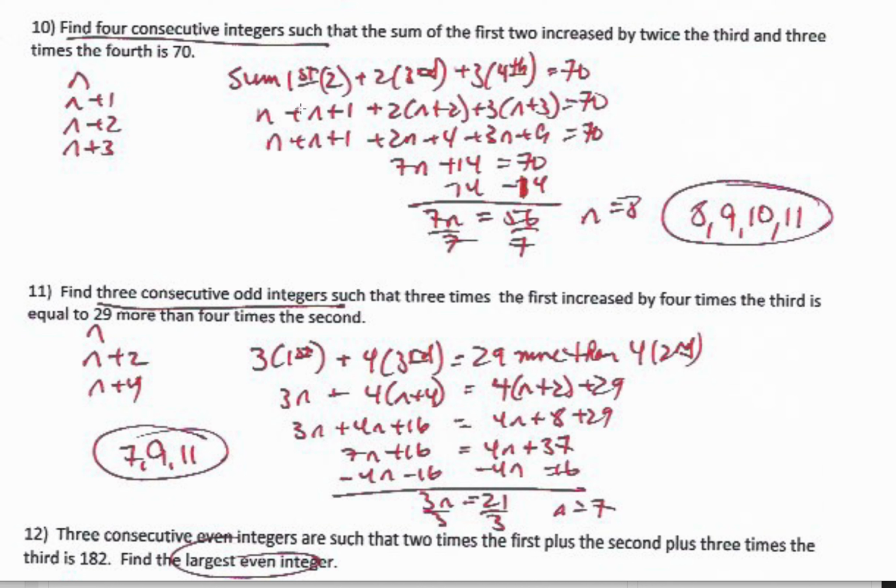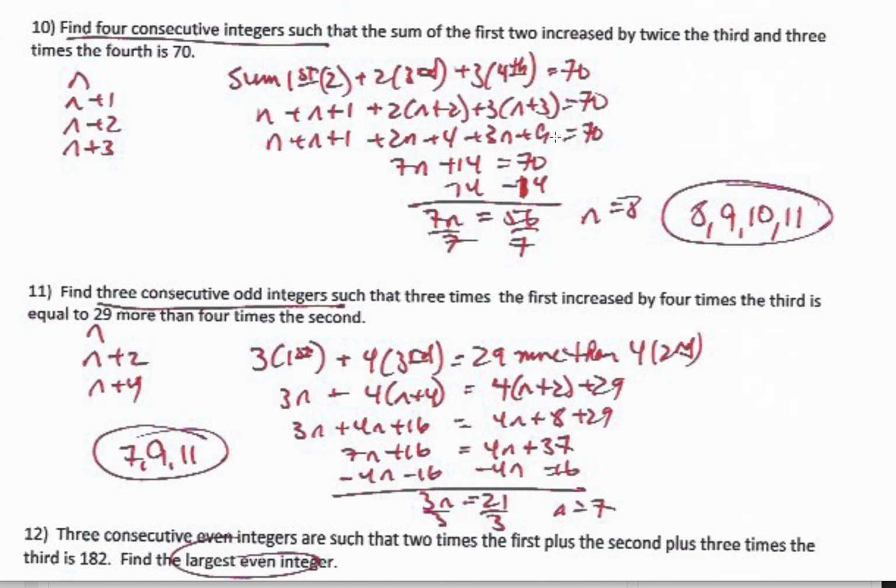So here's my first one and second one added, that's the sum of the first two. Twice the third, right? The third one is n plus 2, there's twice the third. 3 times the fourth one's n plus 3, there's 3 times the fourth, is 70. So n plus 1, distribute here, 2n plus 4, distribute here, 3n plus 9.